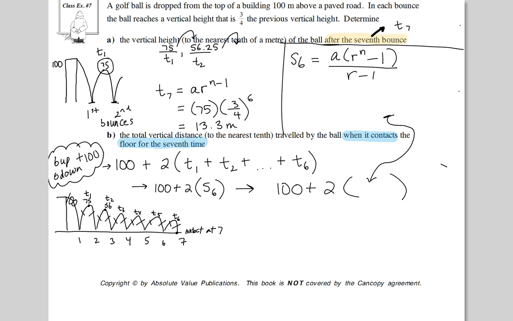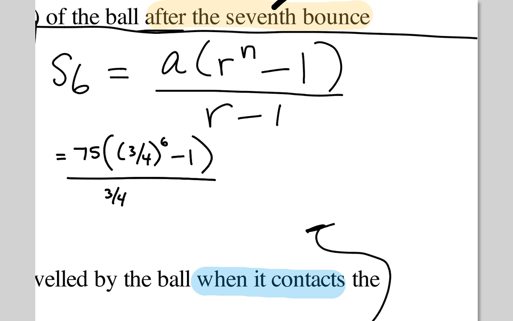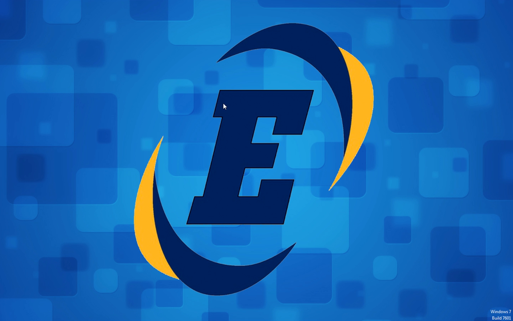Okay, plugging this stuff in. I'll zoom in for you. A is not 100, it's 75. And then we have 3/4 to the n, which is 6, minus 1, all over 3/4 minus 1. Okay, so let's put that in the calculator. I just jotted it down on a note sticky so I could copy it down into the calculator. So please watch on the calculator.